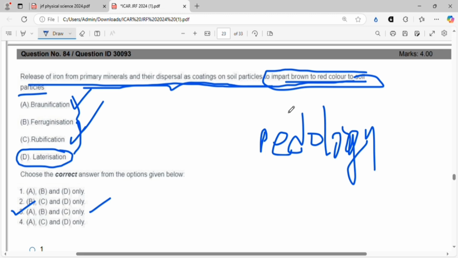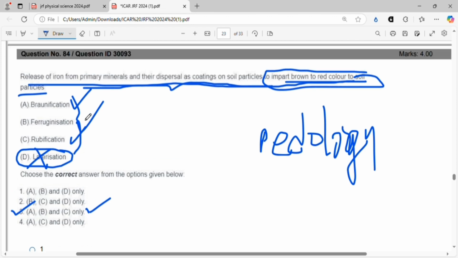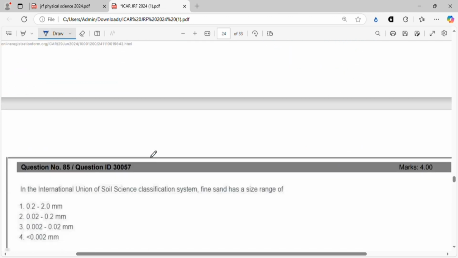It is not necessarily iron, it can be aluminium also. So accumulation of sesquioxide in the topsoil layer and the removal of silica and humus from the topsoil layer to the lower soil horizons, that is laterization. So laterization is not the answer. So A, B, and C will be the answer. Even if you did not know these three terms, only if you knew laterization, you could have answered this question, because there is only one option without the D word in it, and it will be the correct answer. All right, moving on to the next question.